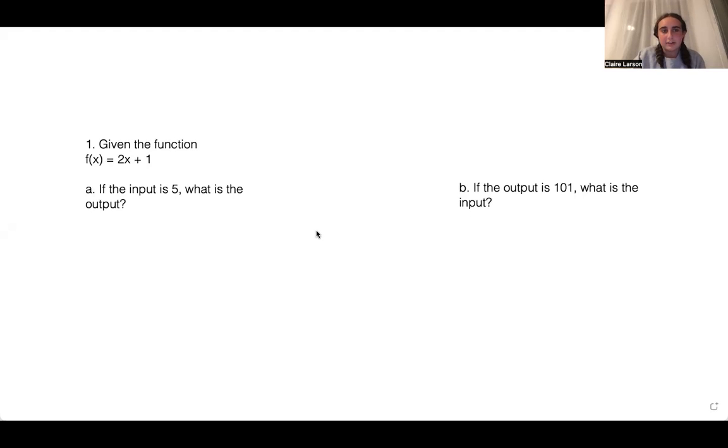Now we're going to work on some practice problems, and hopefully it'll make more sense because it's a little confusing when you explain it in words. Given the function f of x equals 2x plus 1, part A: if the input is 5, what is the output? First I'm going to annotate it and write my notes, because this can help us understand the problem. The input in this case just means x, and the output means f of x.